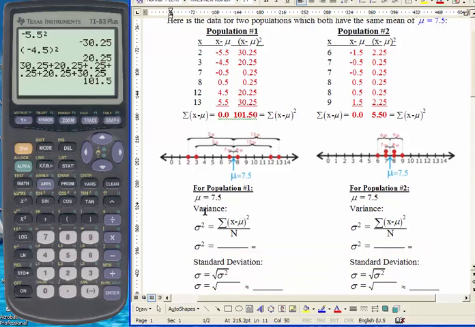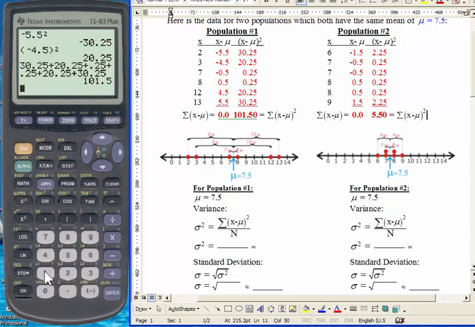There's a thing called the variance. And all that is it takes the sum of all these squared distances and divides it by how many data values you have, which is 6. So basically, it's the average of the squared distances between the data values and the mean. And it will measure a spread for us.